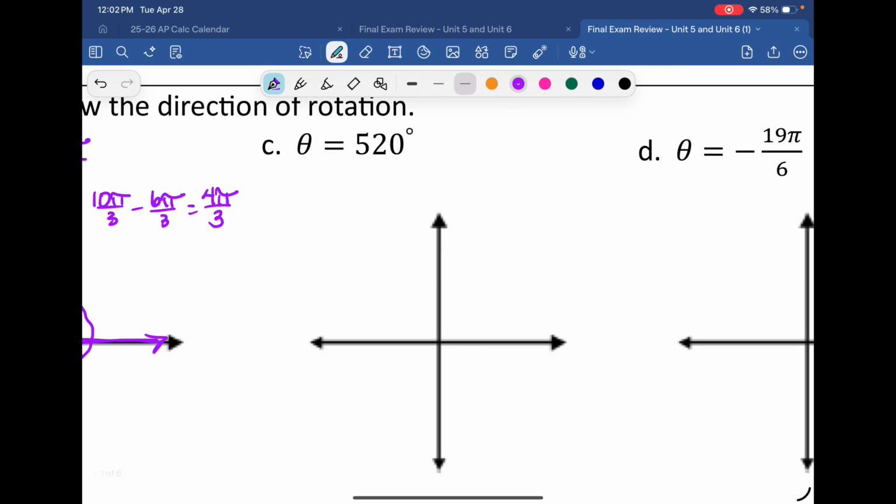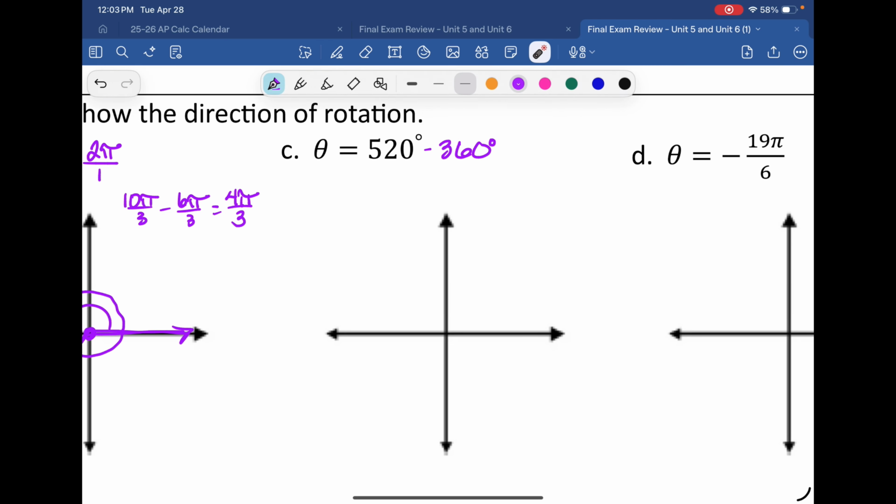520 degrees, obviously bigger than 360. So I'm going to subtract 360, just to see how much greater 520 is. Doing great here. 160 degrees. So remember, we're going counterclockwise, it's positive. So we have our 90 degrees up here, 180, 270, and back around to 360.